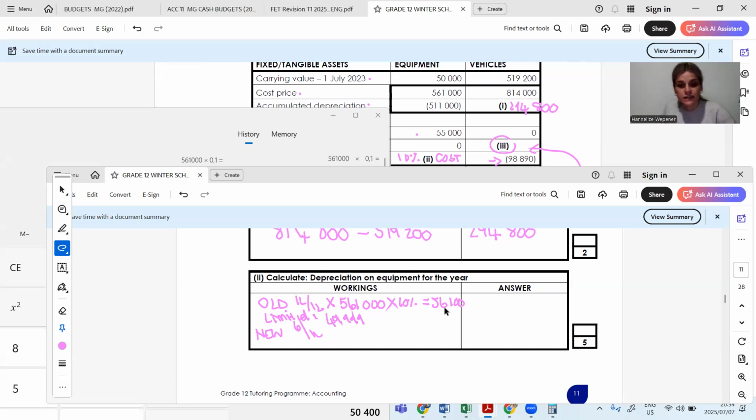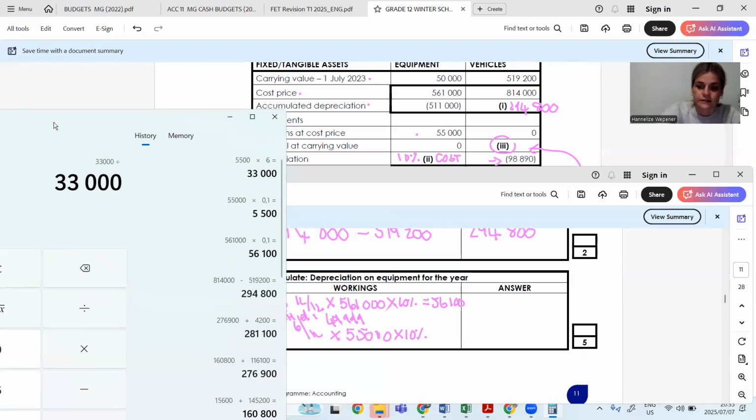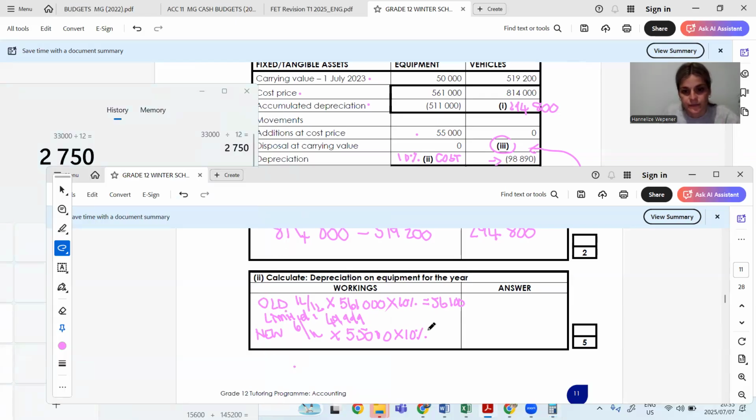Okay. Then the new one you had for 6 months in your current financial year, you purchased that at a cost of 55,000 Rand. So 55,000 times 10%. So 55,000 times 10% for only 6 out of the 12 months. So 2,750.